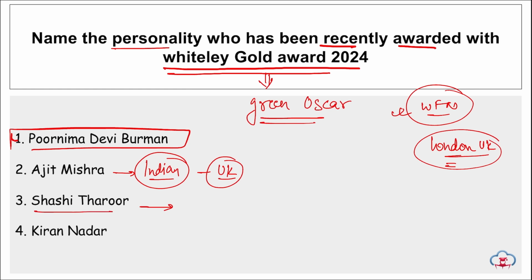If we talk about Shashi Tharoor, he is a member of parliament and a very famous author also, and he has been conferred with the Knight of the Legion of Honour, right? This is the highest French civilian award given by France. Then if we talk about Kiran Nadar, a philanthropist and an art collector, she was conferred with the Knight of the Legion of Honour also, right? That is the highest French civilian award.